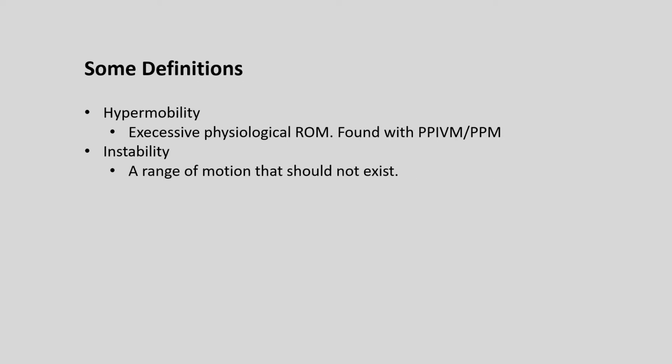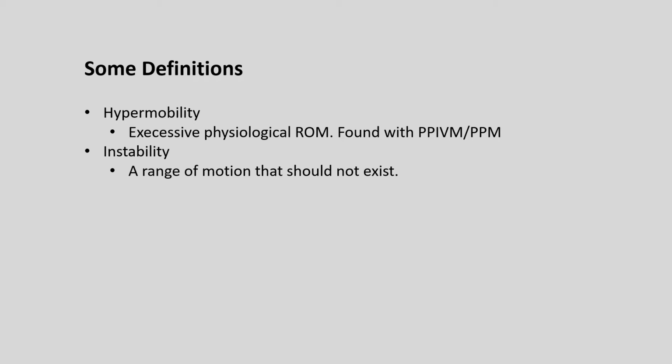Hypermobility is found by the PPIVM or the PPM and is an excessive range of physiological movement. It may be irritable or non-irritable. If irritable, it is accompanied by pain and sometimes spasm and appears to be of normal range, but halted by either the patient's reaction to pain or spasm. Non-irritable hypermobility is not painful and not limited, given a soft capsular end fill at its end.